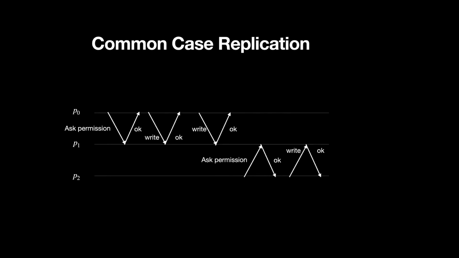On the flip side, however, if P0 is fast enough and is able to get the second write in, then that write would be successful. P0 would know that it is the only one writing since it got the permission, and then the writes for P2 would succeed as well.